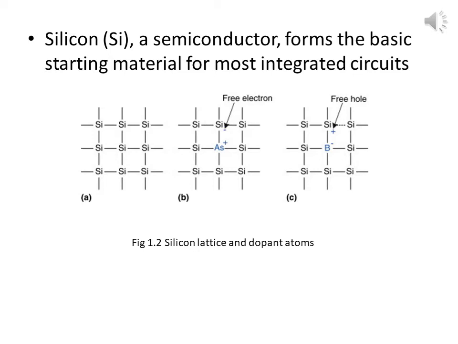A group 3 dopant such as boron, having 3 valence electrons, which is as shown in figure C, the dopant atom can borrow an electron from a neighboring silicon atom, which in turn becomes short by 1 electron. And that atom can in turn borrow an electron, so the missing electron or hole can propagate about the lattice. The hole acts as a positive carrier, so we call this a p-type semiconductor.